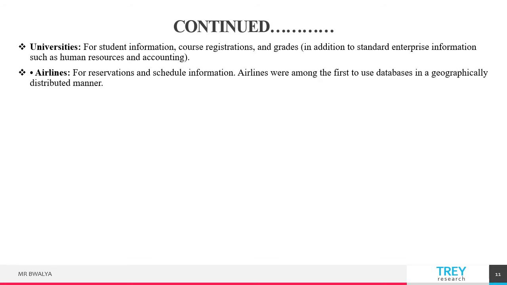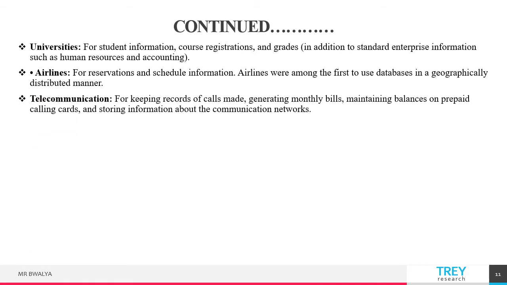Next is the airlines. So for reservations and schedule information, airlines were among the first to use databases in a geographically distributed manner. So for reservation and schedule information, that is how airlines use it.